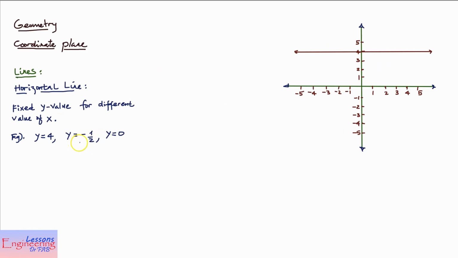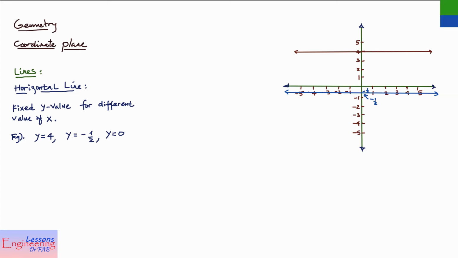The next example is y equals -1/2. This is a negative value halfway between 0 and 0 and -1. Again, the line extends indefinitely. As you see, x is changing indefinitely, but the value of y remains the same at -1/2.